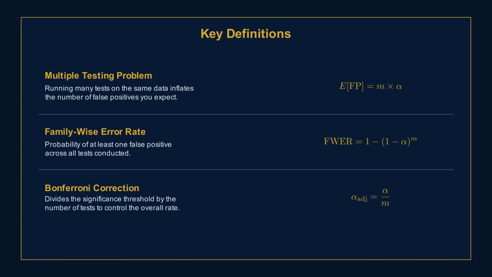Every test you run carries its own false positive rate. When you run many tests on the same data, those rates compound. 20 tests at alpha equals 0.05 gives you a 64% chance of at least one false positive, and you'd expect exactly one by chance alone on average. The Bonferroni correction addresses this by dividing the threshold by the number of tests. It's conservative, but it keeps the overall false positive rate controlled. And whenever you see a significant result from a large-scale search, the first question you should ask is how many other things were tested before that result was found.